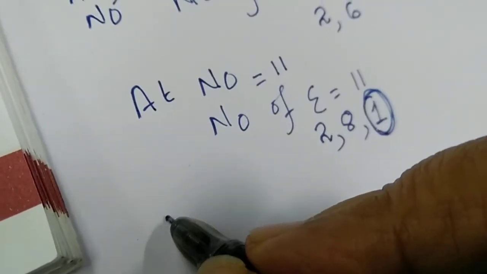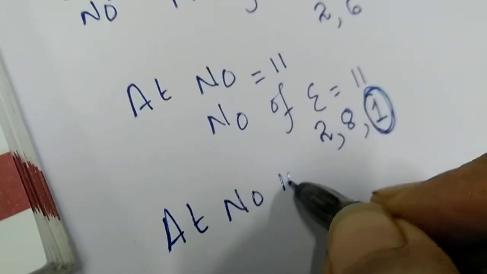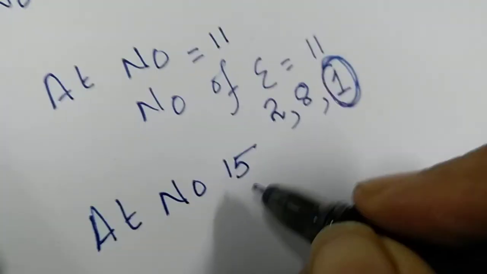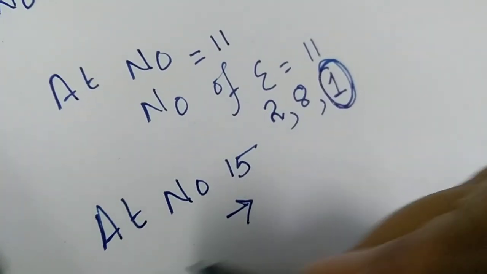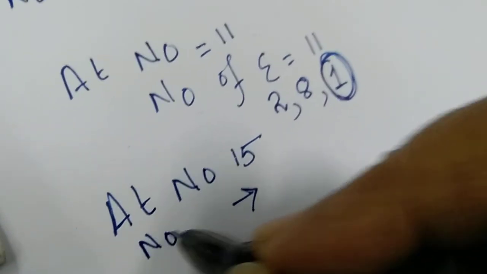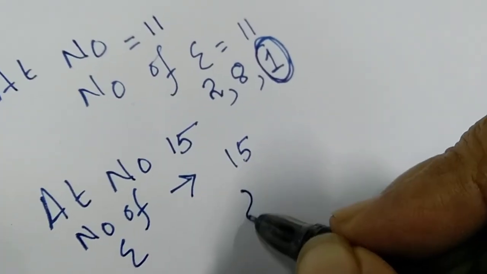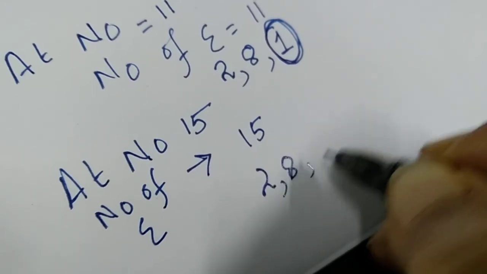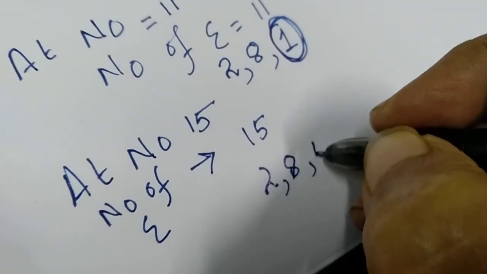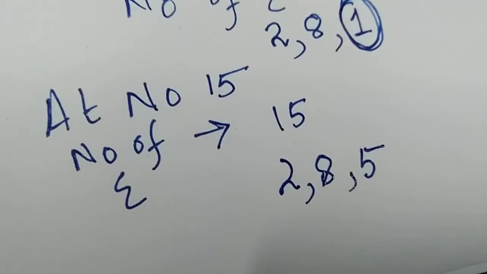Now, suppose I move on to an element which has atomic number 15. Atomic number 15 means the number of electrons is 15. So in the first shell it will be 2, in the second shell it will be 8, and in the third shell it will be 5. Clear?